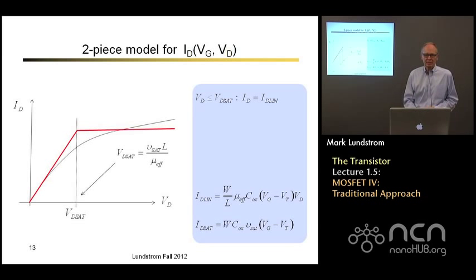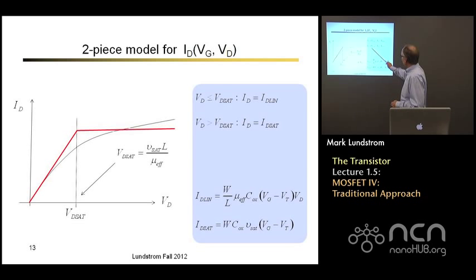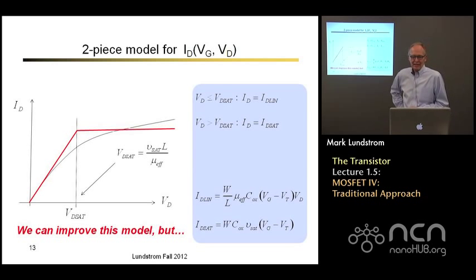So when we compute the IV characteristics, if we're using a drain voltage that's below VDSat, we use the expression for the linear regime current. If we're applying a drain voltage that's bigger than VDSat, we use the drain current in the saturated regime. And we have an abrupt transition in this two-piece model between the two regimes. Okay. Now, we can improve this model.